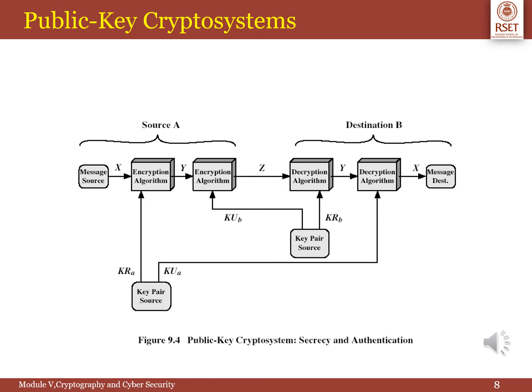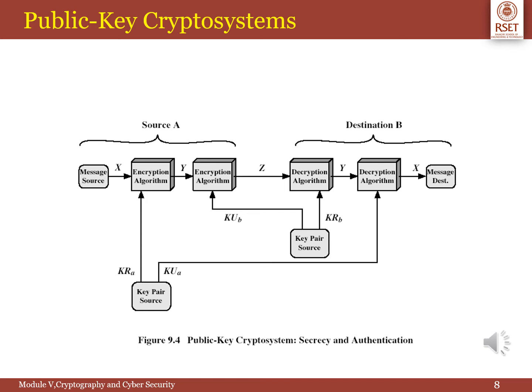And then this encrypted message, depicted as Y, is again encrypted using the public key of B, that is KUB, the public key of B, and once it is encrypted again using the public key of B, that ensures the confidentiality of the message. That is, this message could only be decrypted by B's private key. Nobody other than B can decrypt the message. So that ensures confidentiality.